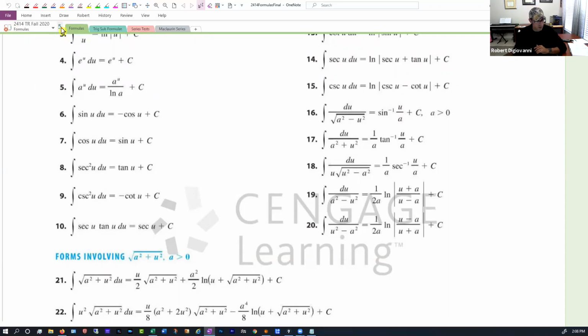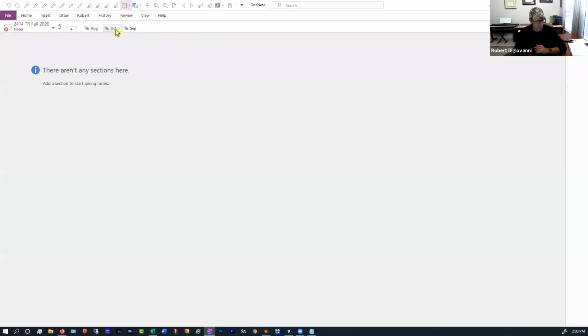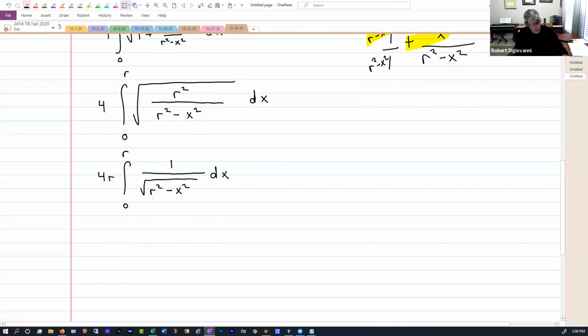So where am I going? Here, this is the a, and this is the u. So according to the formula, this is 4r times arc sine of u, which for us is x, over a, which for us is r. We want to evaluate that from 0 to r. So don't forget, this is a definite integral, right? So we find the antiderivative, then we have our limits of integration, and then we have the 4r that's going to come along for the ride. And now, man, we are there. We just have to plug in.